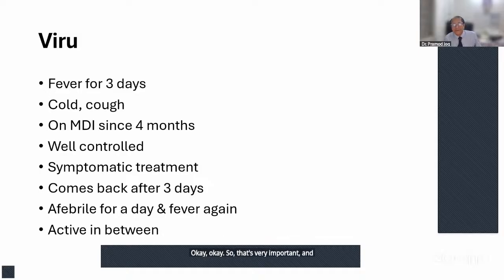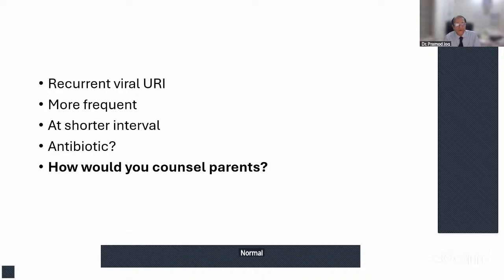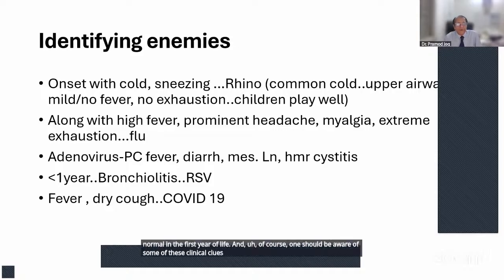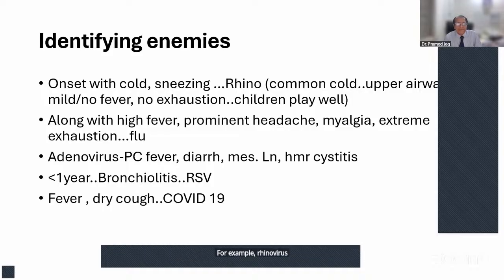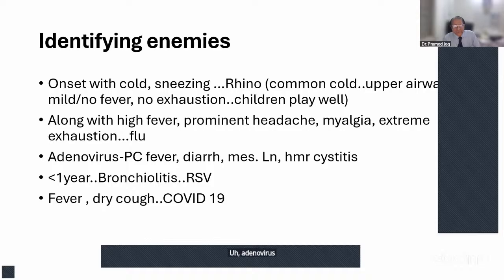As we discussed earlier, for a child to get about 8 to 10 viral upper respiratory infections is normal in the first year of life. And of course, one should be aware of some of these clinical clues. For example, rhinovirus, as we said earlier, will produce only common cold, and the child otherwise will not be exhausted as in flu. Adenovirus will produce some different presentations like pharyngoconjunctival fever, diarrhea, mesenteric lymph node enlargement, or hemorrhagic cystitis.